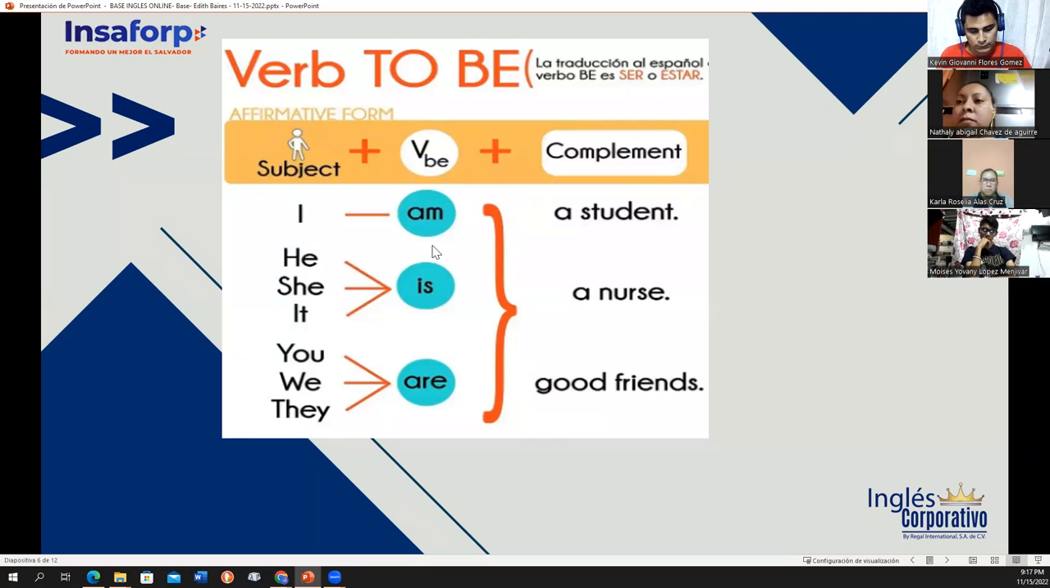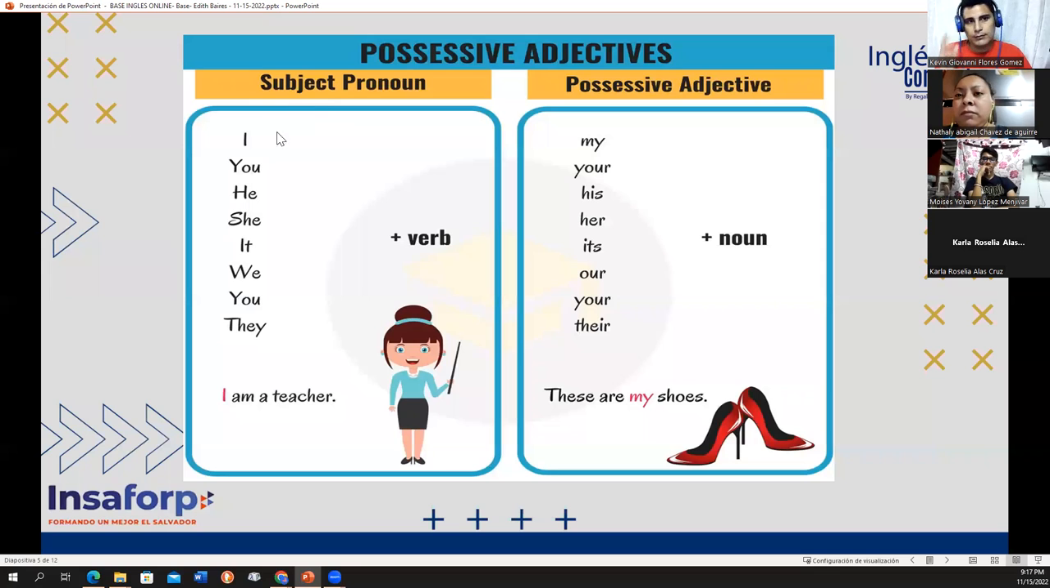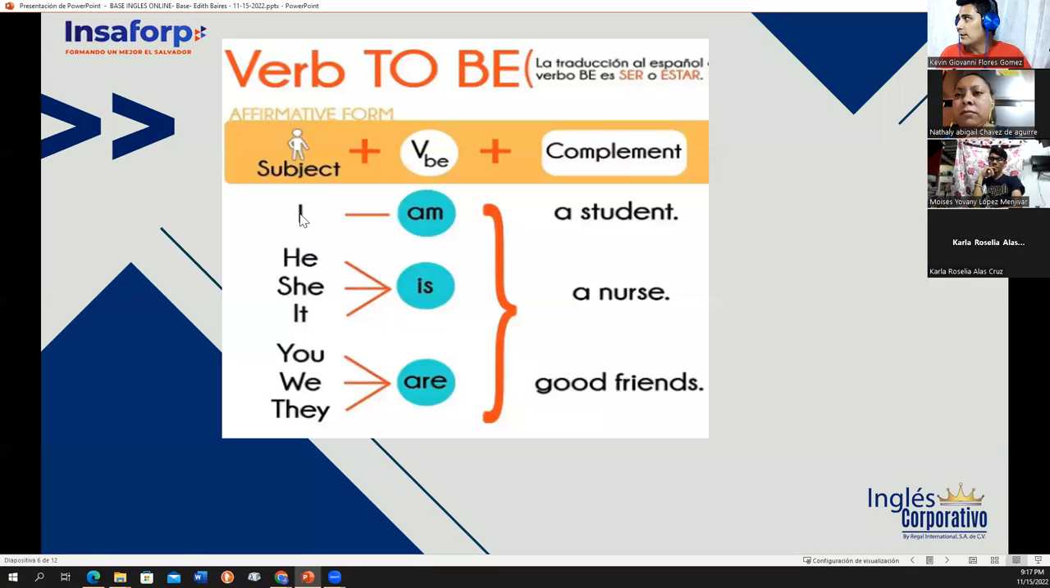Now we're going to study the verb to be. Vamos a estudiar el verbo to be. Como ya sabemos cuáles son los pronouns que habíamos estudiado antes, el verbo to be en tiempo presente, ¿ok? I am. Para el I, siempre voy a utilizar am, en presente. Para he, she, it, siempre voy a utilizar is.